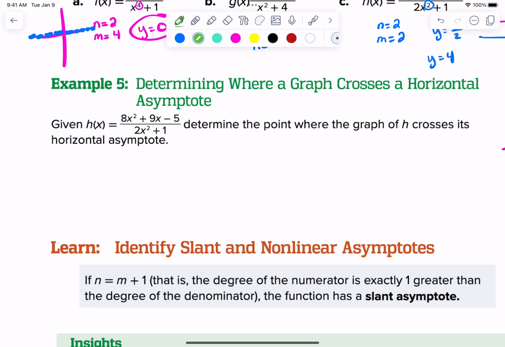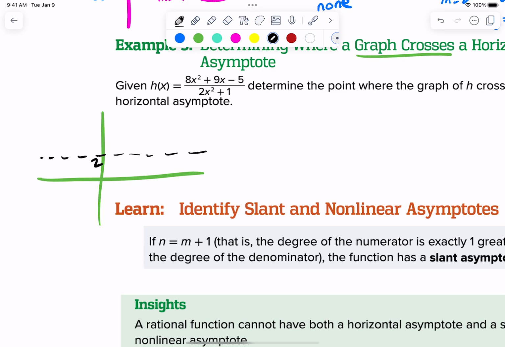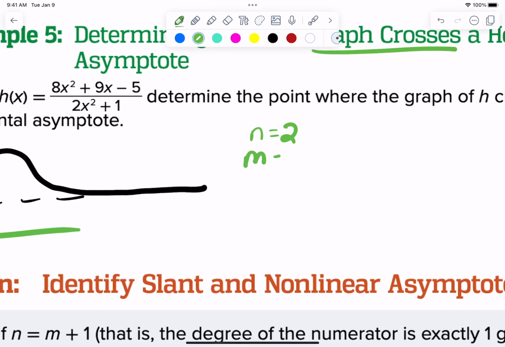This is one where the graph is going to cross the horizontal asymptote. Let's say my graph is here and I have a horizontal line here at, let's say, 2, and my function is going up and then leveling off like that. He is going to cross that horizontal asymptote, but he's leveling off as he goes forever to the right. They want us to find the HA first and then figure out where he crosses. So we have to figure out N and M. N was 2, M was also 2. Those are my degrees, 2 and 2. So y equals 8 over 2, which is 4.